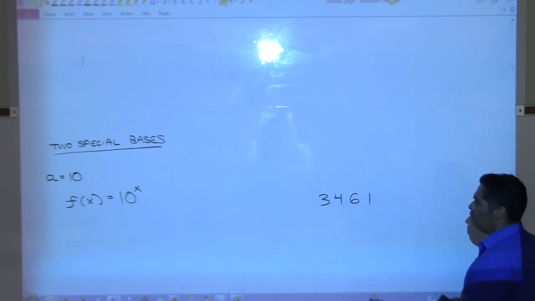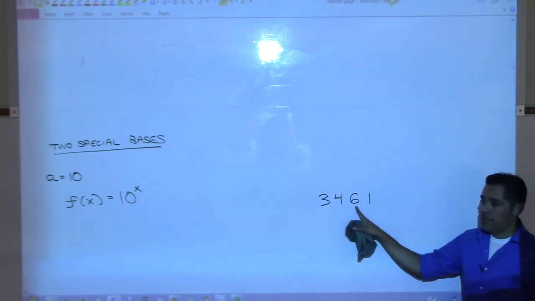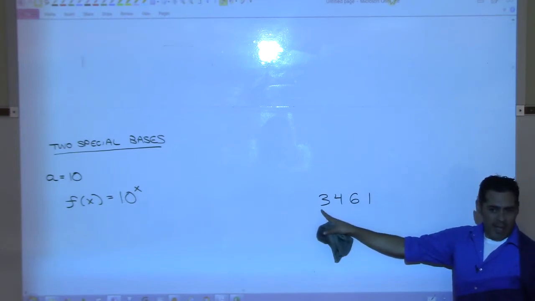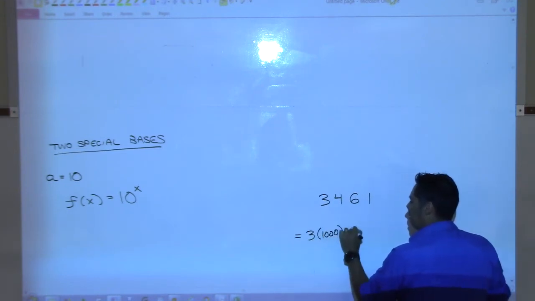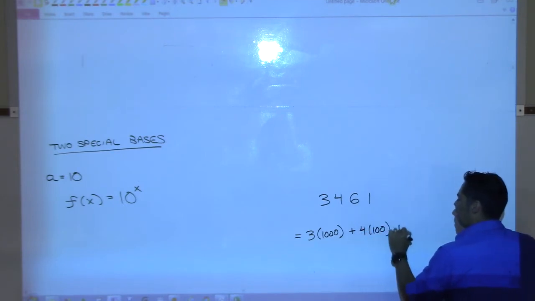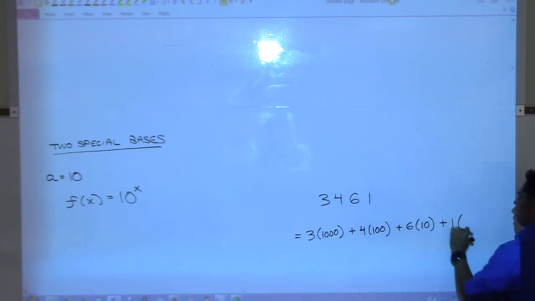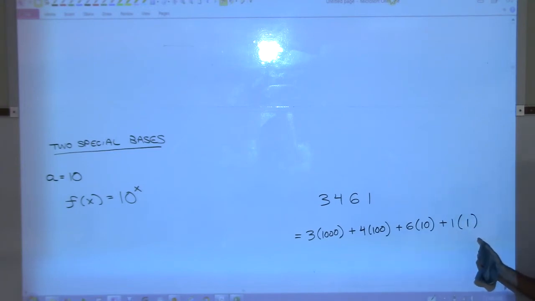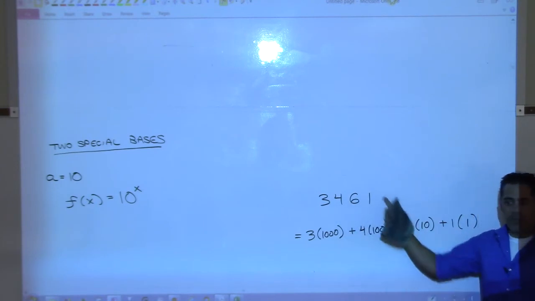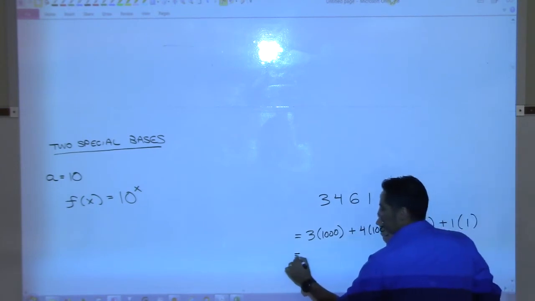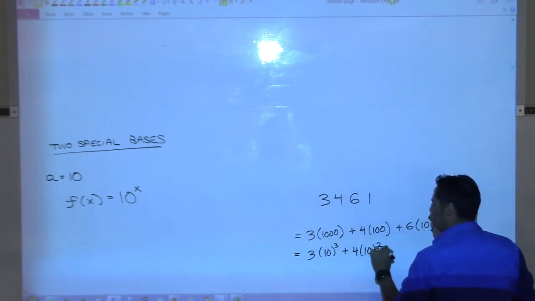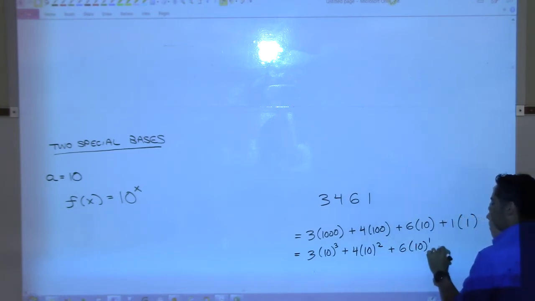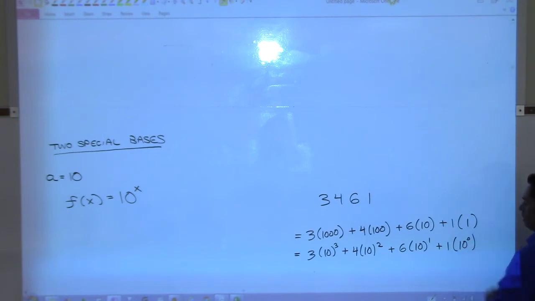So look, what this means is we have 1 one, 6 tens, 4 hundreds, and 3 thousands, right? So this is really saying we have 3 1,000s plus 4 100s plus 6 tens plus 1 one. I mean, you would never write that number this way, but that's what it means. Now I want you to notice this. This is the same as saying 3 times 10 cubed plus 4 times 10 squared plus 6 times 10 to the first power plus 1 times 10 to the 0 power.